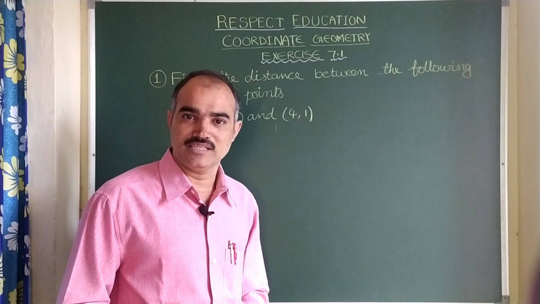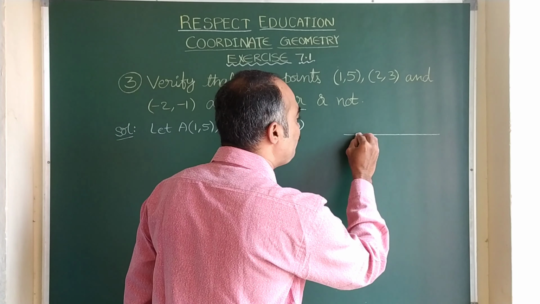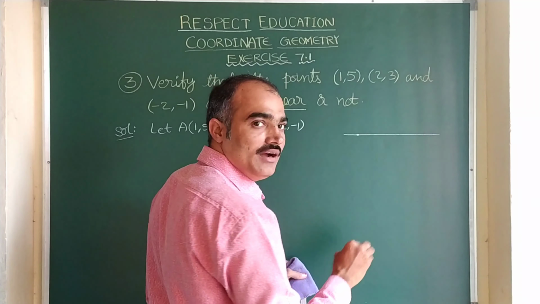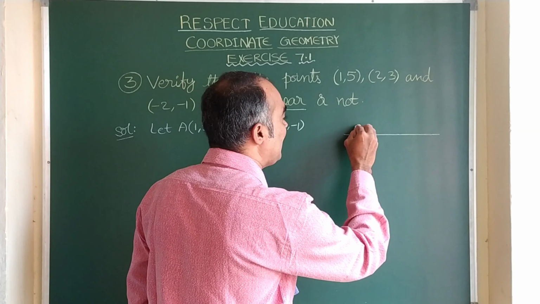First you need to understand what is the meaning of collinear. Collinear means, suppose all the 3 points A, B and C form a straight line, or we can say they lie on a straight line. If all the 3 points lie on a straight line, then those points are said to be collinear.